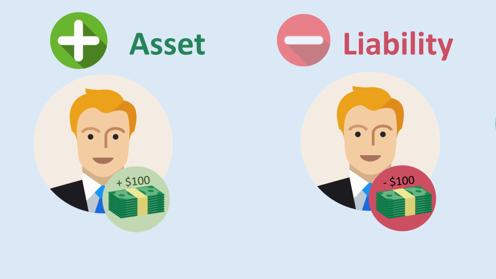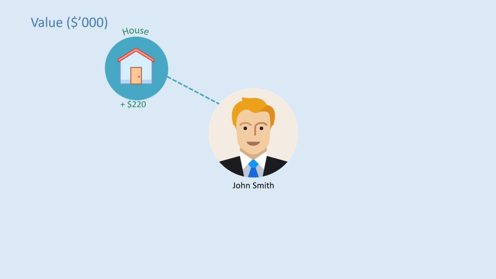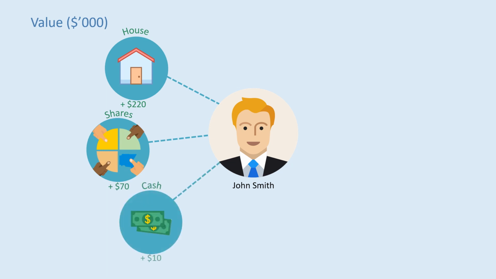Now, let's have a look at a more comprehensive example from John's personal finances. So let's meet John Smith again, and let's have a look at all his assets and all his liabilities. Let's suppose that John owns a house worth $220,000. By the way, all values here will be shown in thousands of dollars for simplicity. John also owns shares worth 70,000 and he also has cash of 10,000.